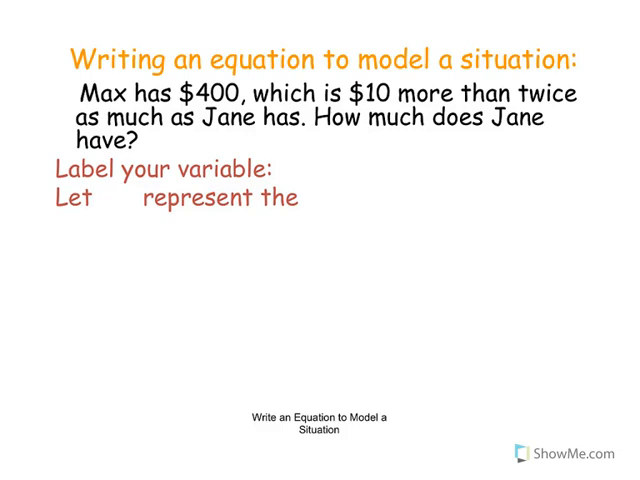All right. Max has 400 now, which is 10 more than twice as much as Jane has. So what's different about this one? Well, we know what one of the people has, whereas last time they were both unknowns. Now we just want to know how much Jane has. So it would make sense to let J represent the amount Jane has.